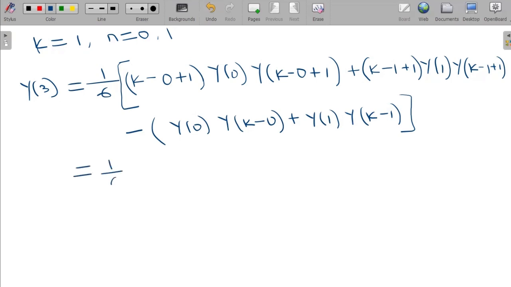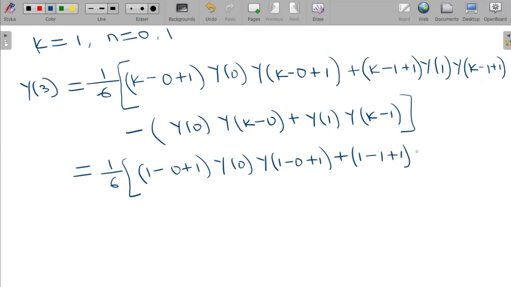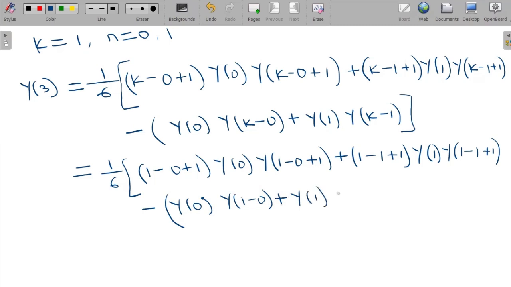So now let's introduce the value of k. That would be (1 minus 0 plus 1) Y(0) Y(1 minus 0 plus 1), plus (1 minus 1 plus 1) Y(1) Y(1 minus 1 plus 1). Then for this second one, we have Y(0) Y(1 minus 0) plus Y(1) Y(1 minus 1).